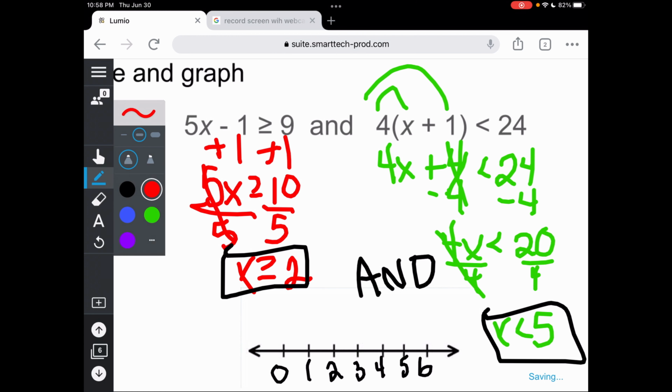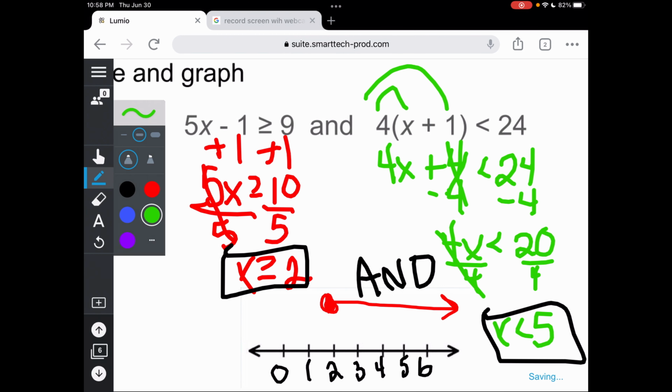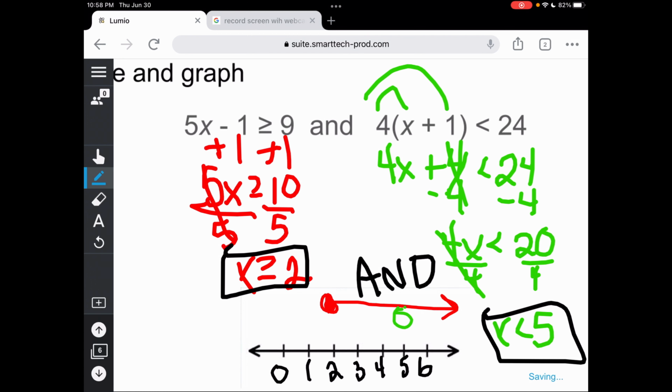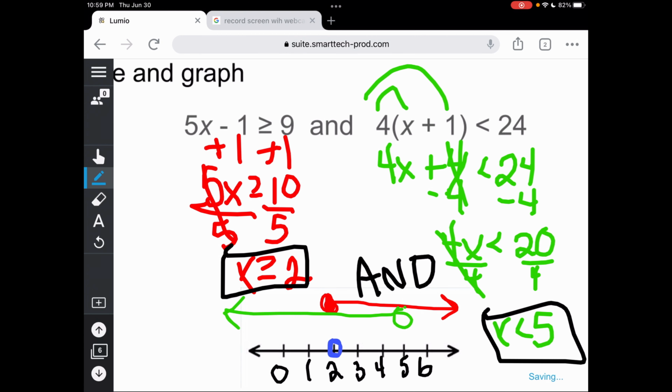I'll put a circle at 2 and including 2, go to the right. For my green one, I'll put a circle at 5, but not including 5, go to the left. And my final answer is going to be that spot in between 2 and 5, and I'm allowed to include 2. But I'm not allowed to include 5. So my possible answers for these original inequalities are numbers in between 2 and 5, but not including 5. So 3, 4, 4.9, 2.